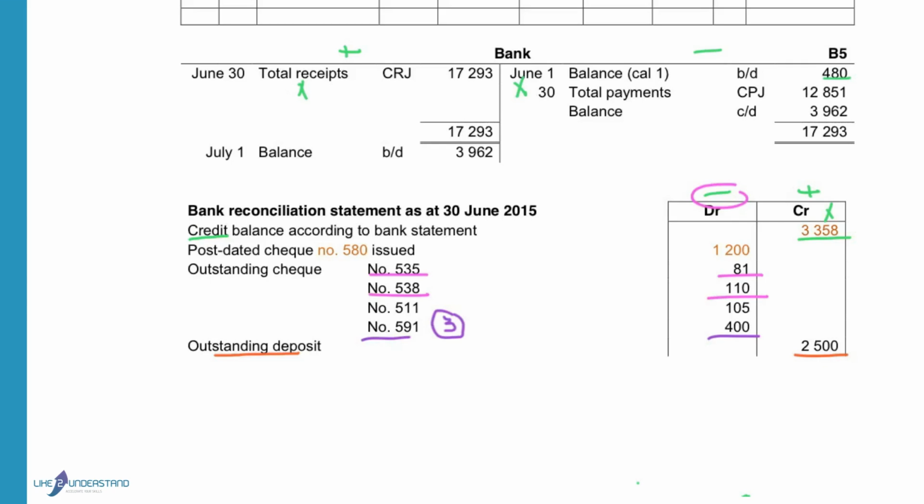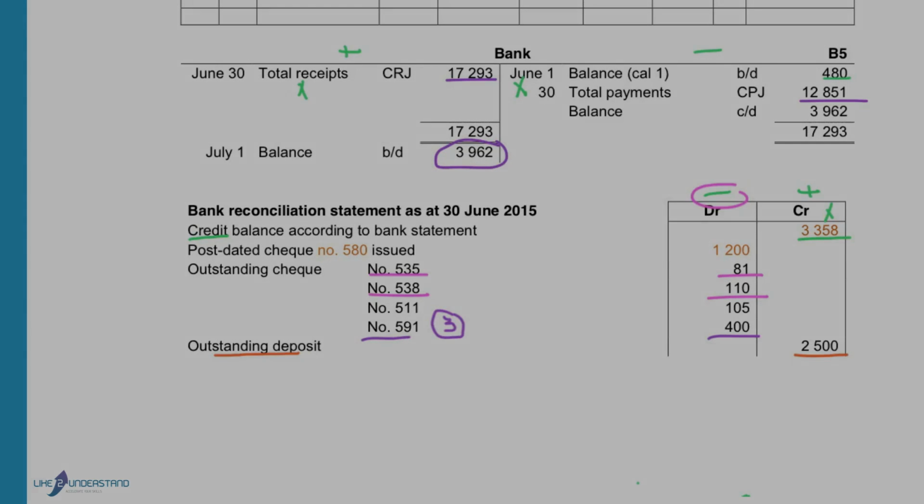Then we will transfer the total out of our cash receipts journal to the bank on the debit side, and we will transfer the balance and the totals in the cash payments journal to the bank on the credit side. We will determine the balance in the bank account, so we will show that there's a debit balance, favorable balance, and that balance will go on the debit side of your bank reconciliation statement.